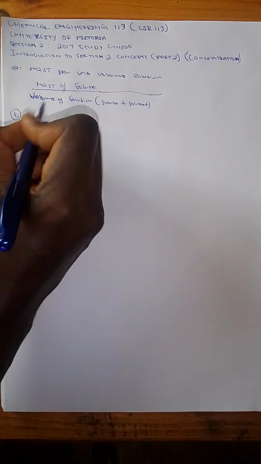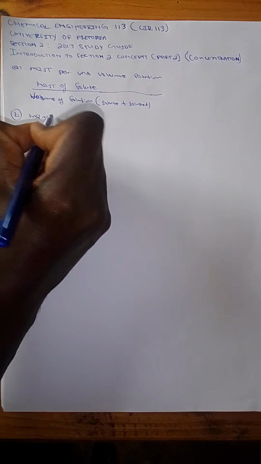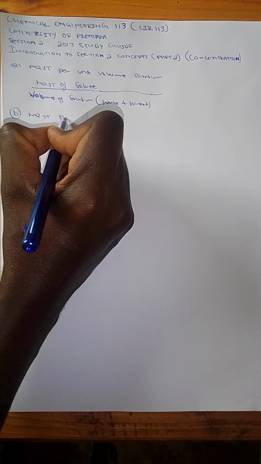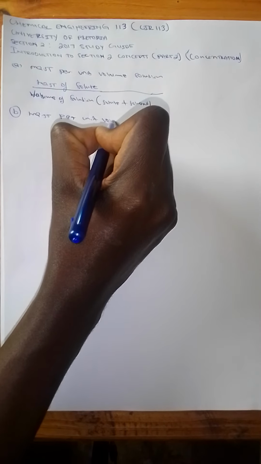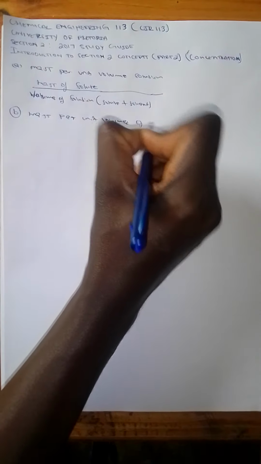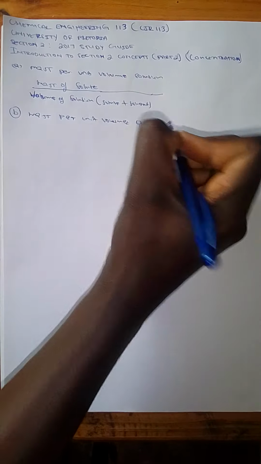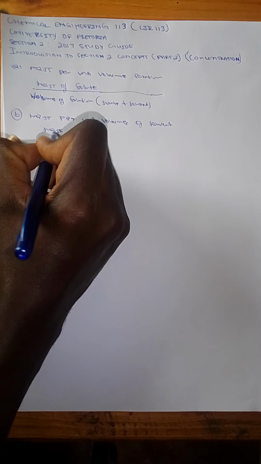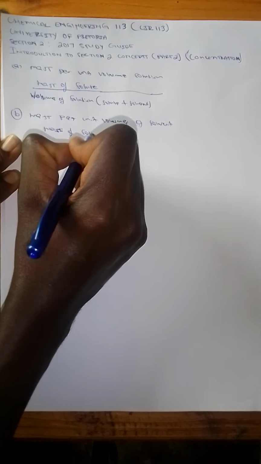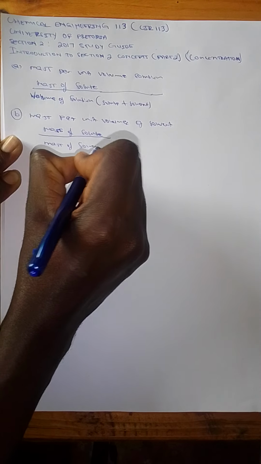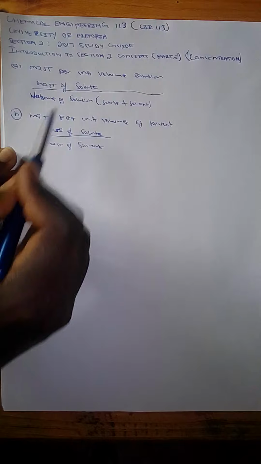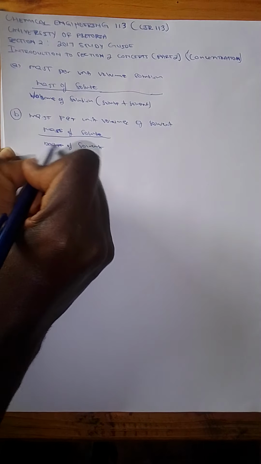Now the second one is mass per unit volume of solvent. This one then becomes mass of solute all over volume of solvent.